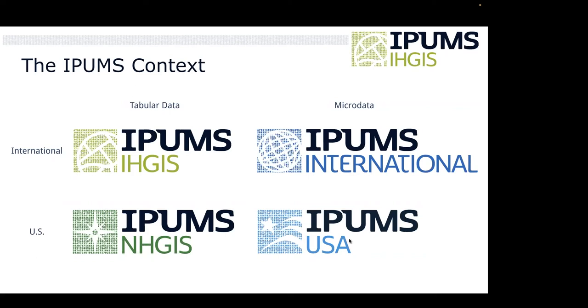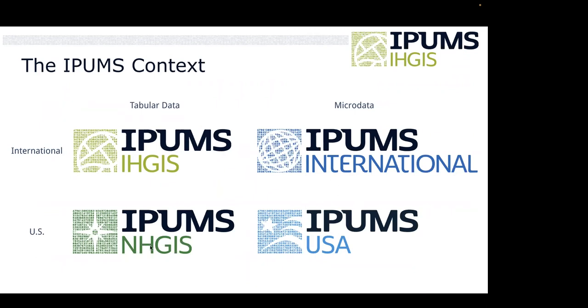IPUMS International and IPUMS USA are microdata projects. So the records in those 2 projects are individual level records or household level records. So you get a person's complete responses to all of the questions in the census enumeration form, and that's your record in the microdata. And for those projects, you get a sample of all of the respondents to the census. So it ranges usually between about a 2 or 3% sample, typically a 5% sample. Some range up to 10 or even a denser sample in the microdata project.